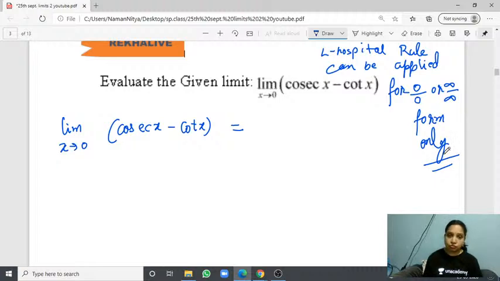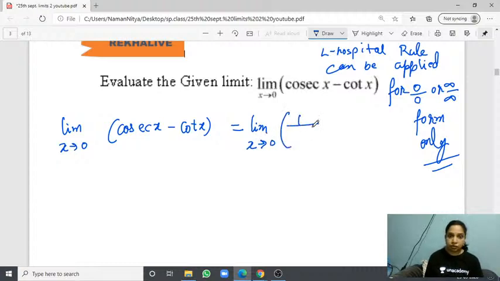Okay. So you can't apply L'Hospital rule every time. If it is 0 by 0 or infinity by infinity form, okay, no problem. Try this question also. So how are we going to do this? Obviously, I'll just use the formula, limit x tends to 0.